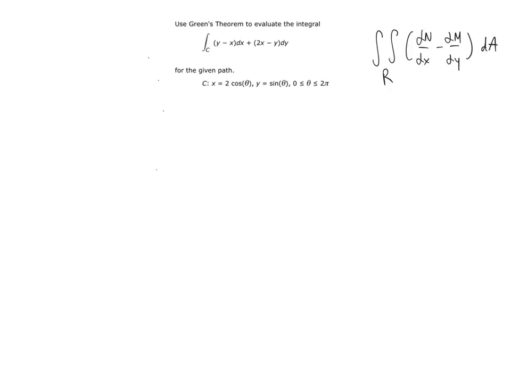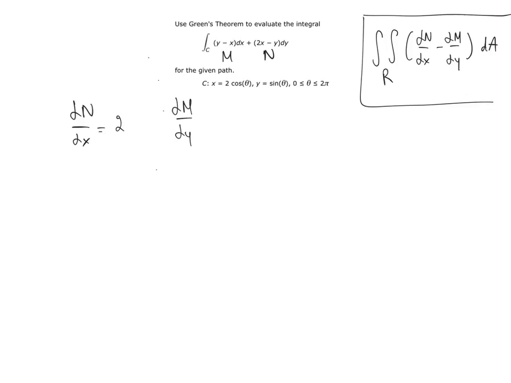Alright, so for this question, it asks you to use Green's theorem to evaluate the integral. So here is the theorem. I'm going to name this M, this is N, so partial of N with respect to x equals 2, and partial of M with respect to y is 1. So right here, partial of N with respect to x minus partial of M with respect to y is 2 minus 1, which is 1.